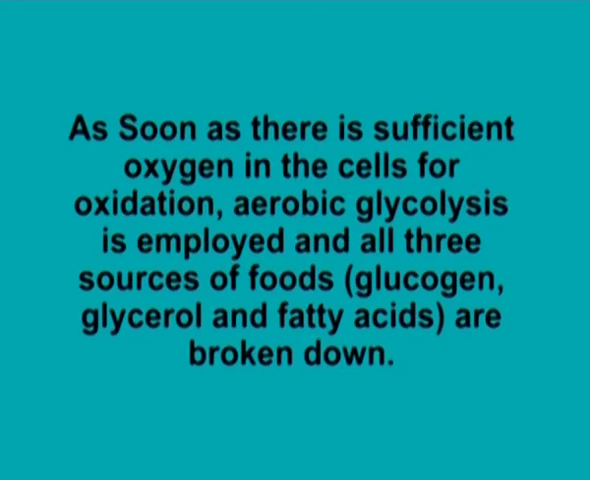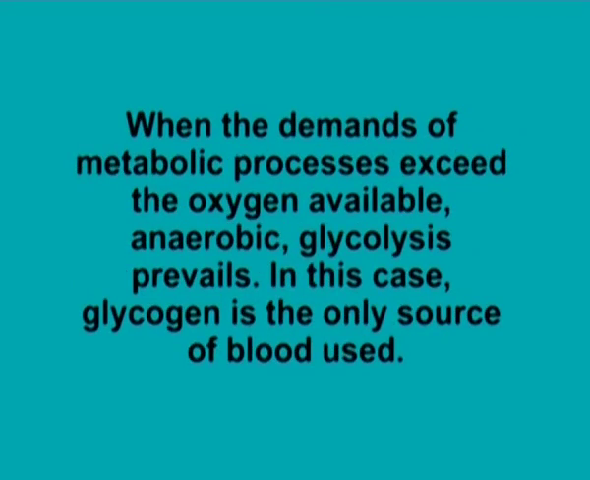As soon as there is sufficient oxygen in the cells for oxidation, aerobic glycolysis is employed and all three sources of food, that is glycogen, glycerol and fatty acids, are broken down. When the demand of metabolic processes exceeds the oxygen available, anaerobic glycolysis prevails. In this case, glycogen is the only source of fuel used.